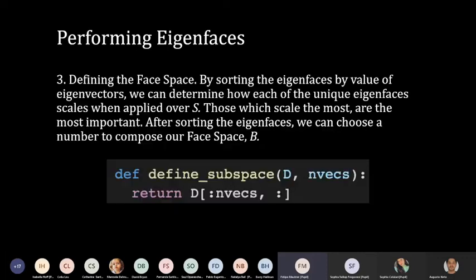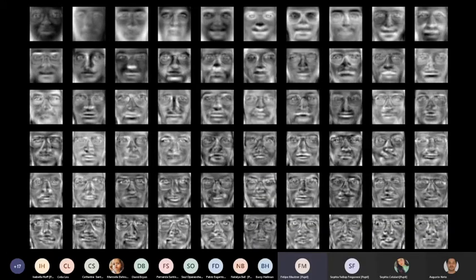And then what we do is we define our subspace by just cutting the eigenvectors down to the number of components that we want to use for our face space, which I'll call B here. And that's pretty straightforward. And now we have computed our face space. Now, how do we actually do facial recognition? Well, first of all, let me show you what the eigenfaces look like.